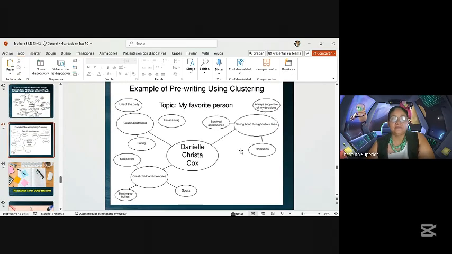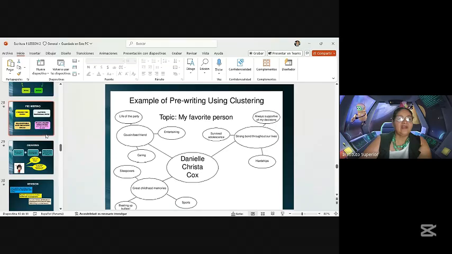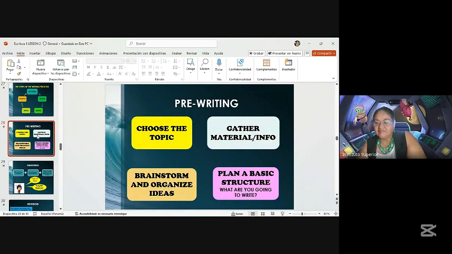Here we have another map about my favorite person with topics and subtopics. Okay. This is everything about pre-writing.